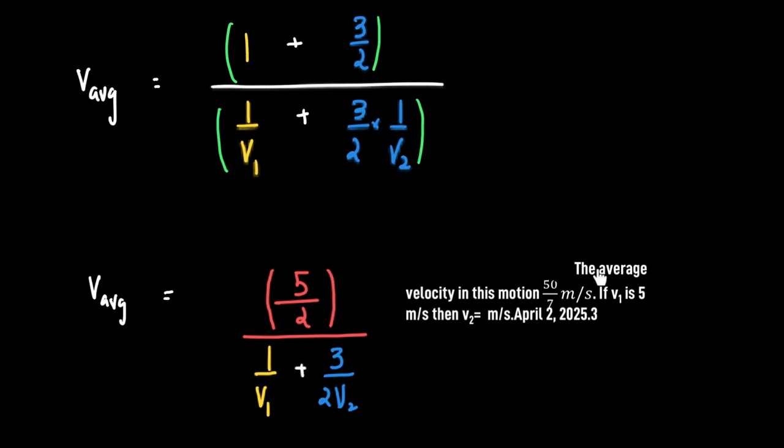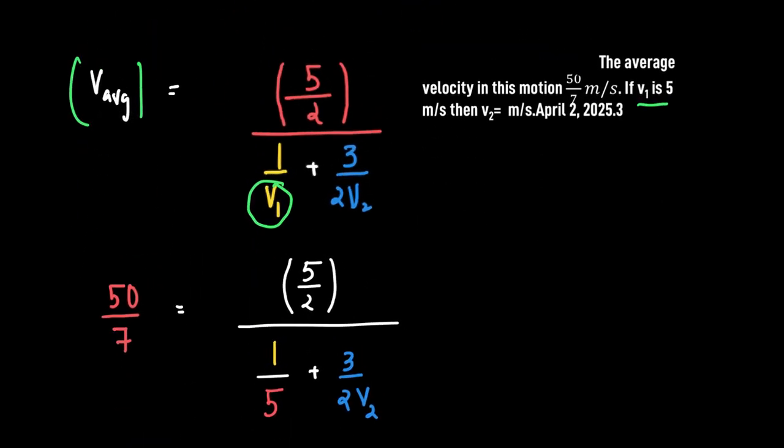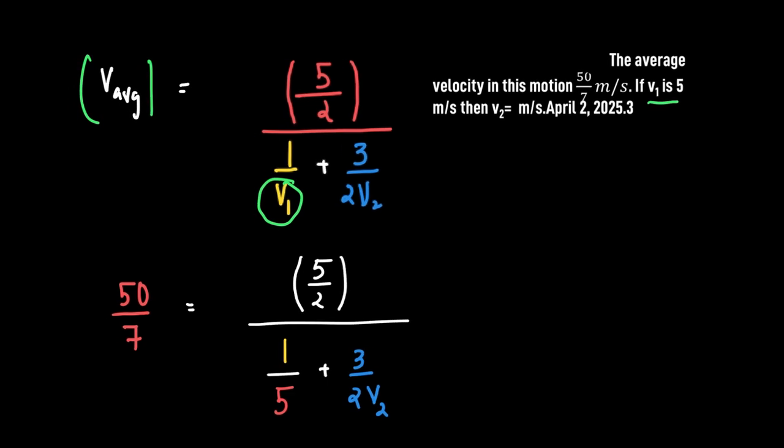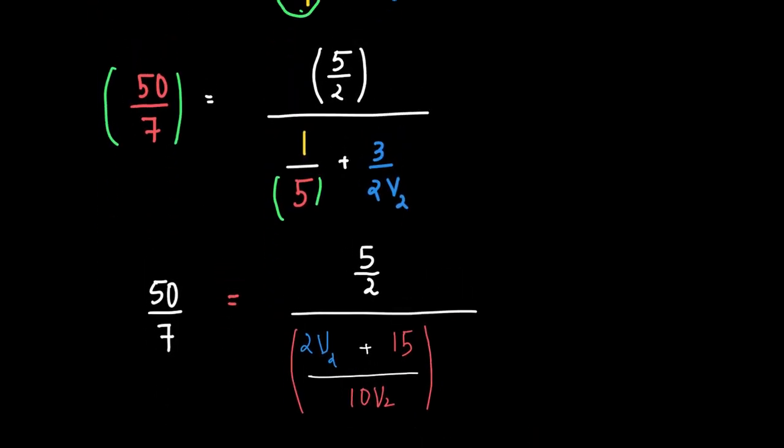In this part here, we use the given data, which is the average velocity is 50 by 7, which means we can replace this average velocity by 50 by 7, and V1 is 5. So this V1 can now be replaced with 5. And when we do that, V average here is replaced by 50 by 7, V1 here is replaced by 5. Now it's just the algebra, something that's very easy to do.